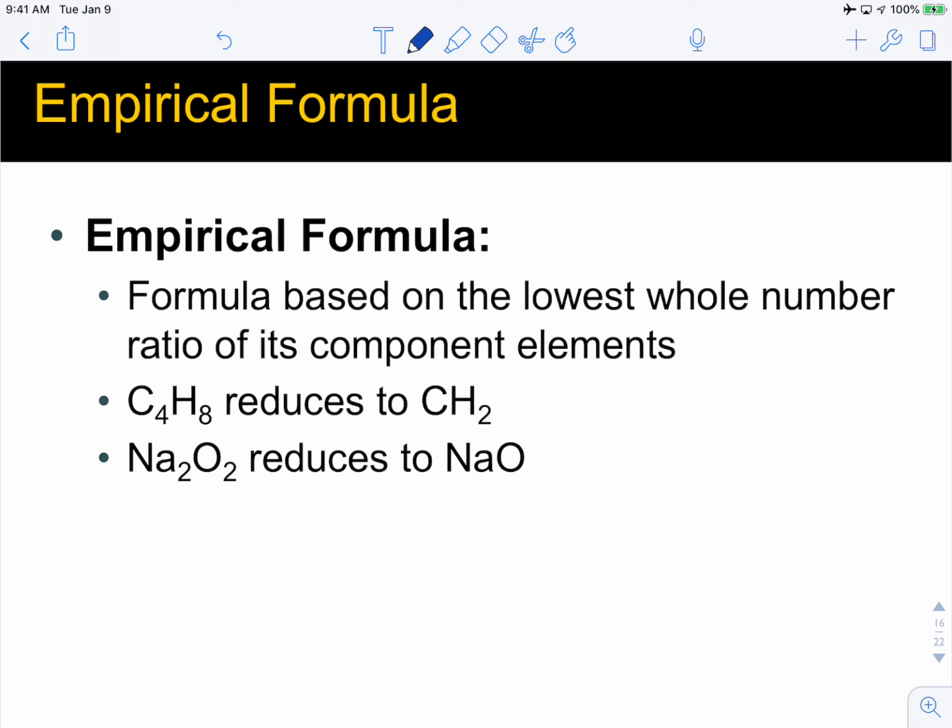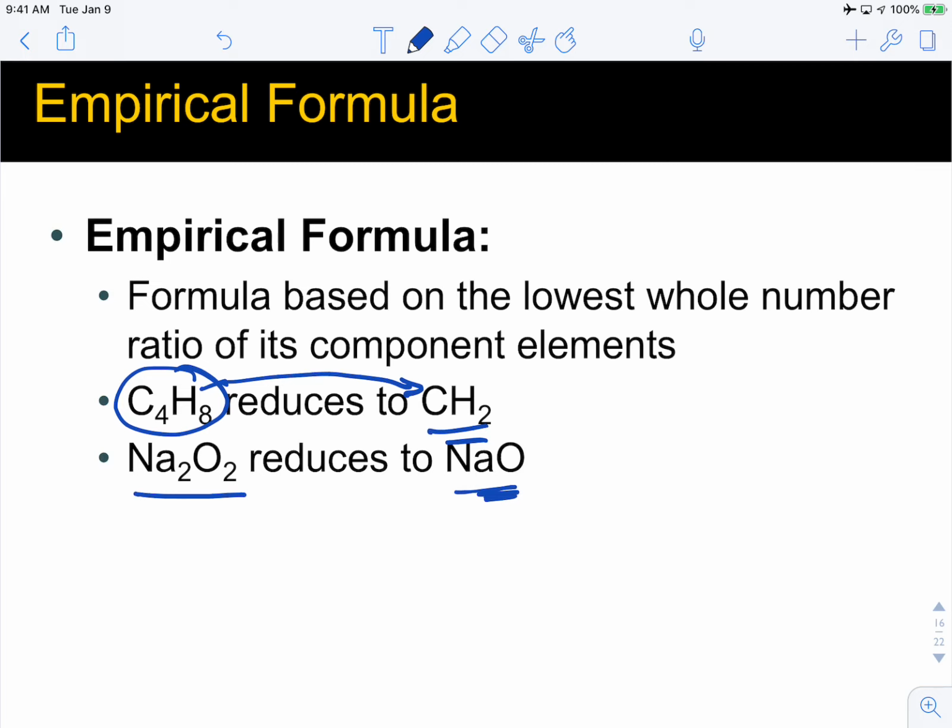Okay, empirical formulas. Of course, our major topic in here, besides the stoichiometry. Empirical formulas require some stoichiometry. So what is an empirical formula? The formula based on the lowest whole number ratio of its component elements. So for instance, if this substance here is what we call our molecular formula, the empirical formula would be this. Or if this is an empirical formula you figure out, it can be reduced to this. This is an ionic compound. This is always reported in its lowest ratio. So you're always going to have, just like sodium chloride.